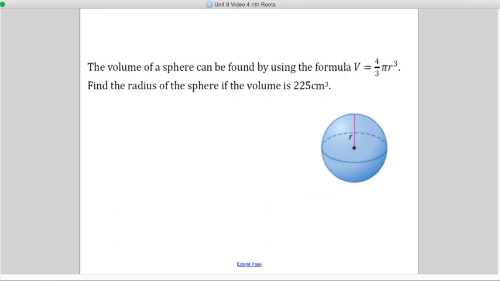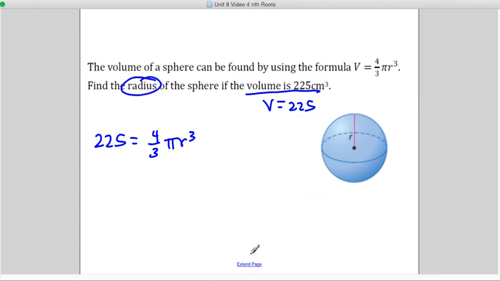The volume of a sphere can be found by using the volume formula, which is V equals 4/3 pi r cubed. Find the radius of the sphere if the volume is 225 centimeters cubed. Okay, volume is V, so that means V equals 225. So I'm going to take this and plug it in for V. 225 is equal to 4/3 pi r cubed. Okay, so I need to solve this for the radius. The way you do that is we're first going to get rid of the 4/3. To get rid of a fraction, we multiply by the reciprocal on both sides.